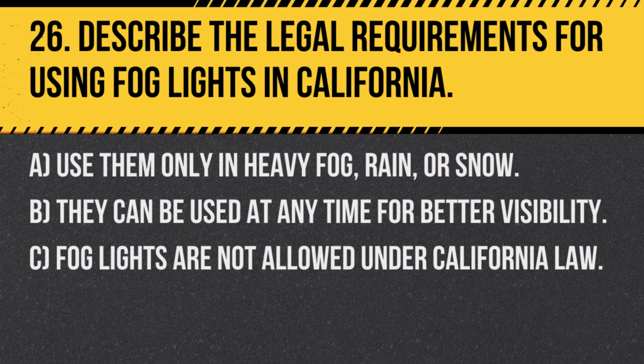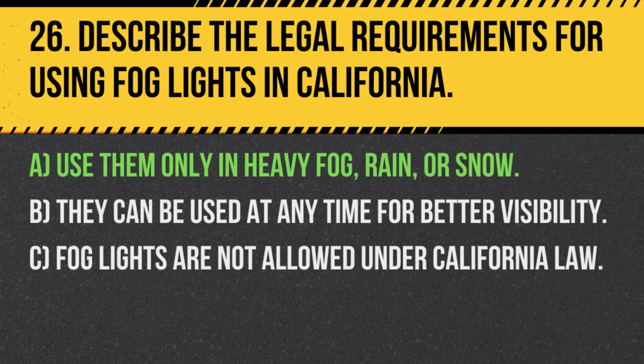Question 26. Describe the legal requirements for using fog lights in California. A. Use them only in heavy fog, rain, or snow. B. They can be used at any time for better visibility. C. Fog lights are not allowed under California law. Answer. A. Use them only in heavy fog, rain, or snow.